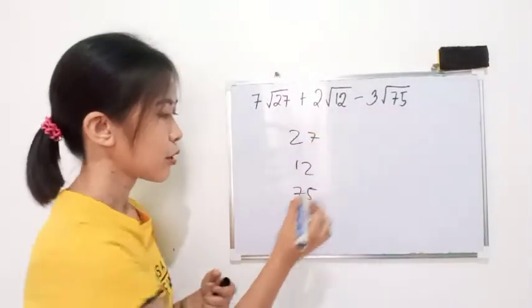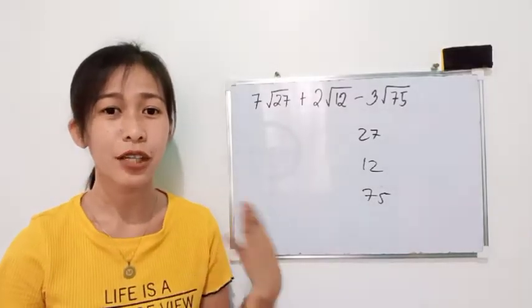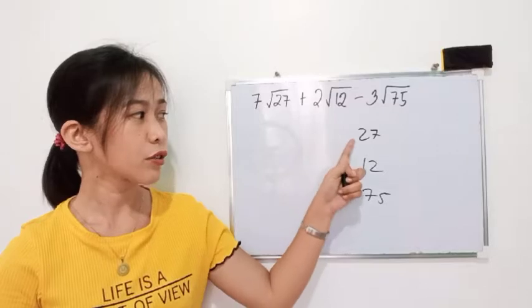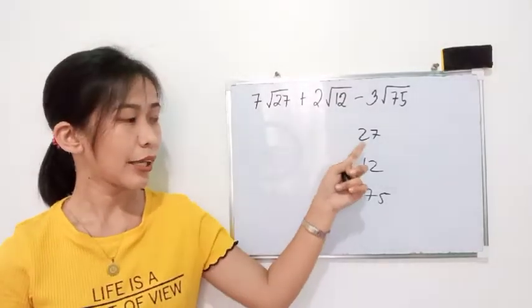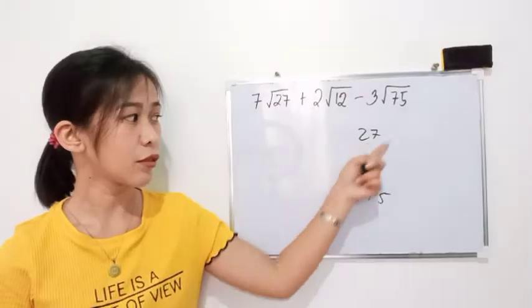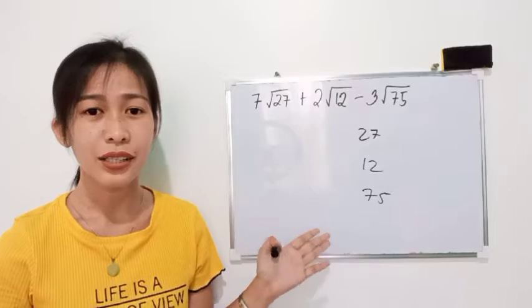And 75. We are going to get their factors. Ano ba kapag sinabing ifa-factor natin yung isang number? We are going to get the two numbers na dapat ay kapag pinag-multiply mo, the answer will be this number, or that number itself, okay?